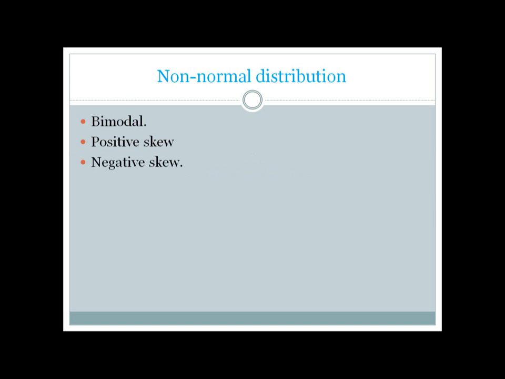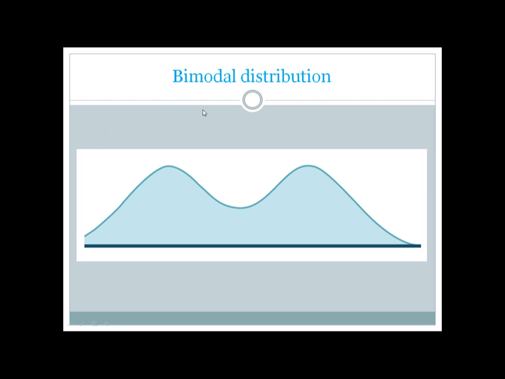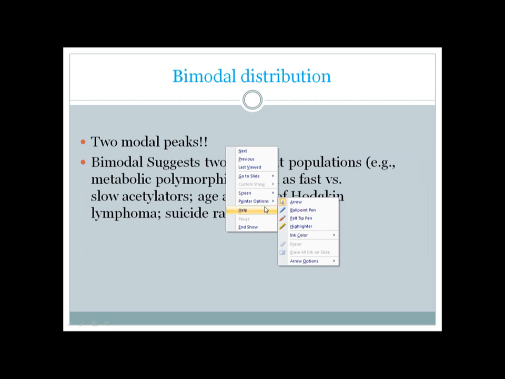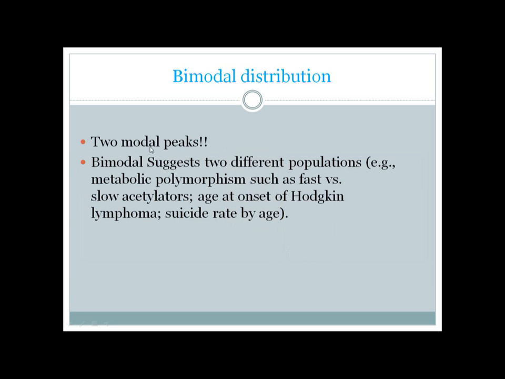Today I'm going to talk about abnormal distribution. There are actually three types of non-normal or abnormal distribution: bimodal distribution, positive skew and negative skew. Here is a picture showing you the bimodal distribution. In a bimodal distribution, we have two modal peaks. That's why it's called a bimodal distribution.